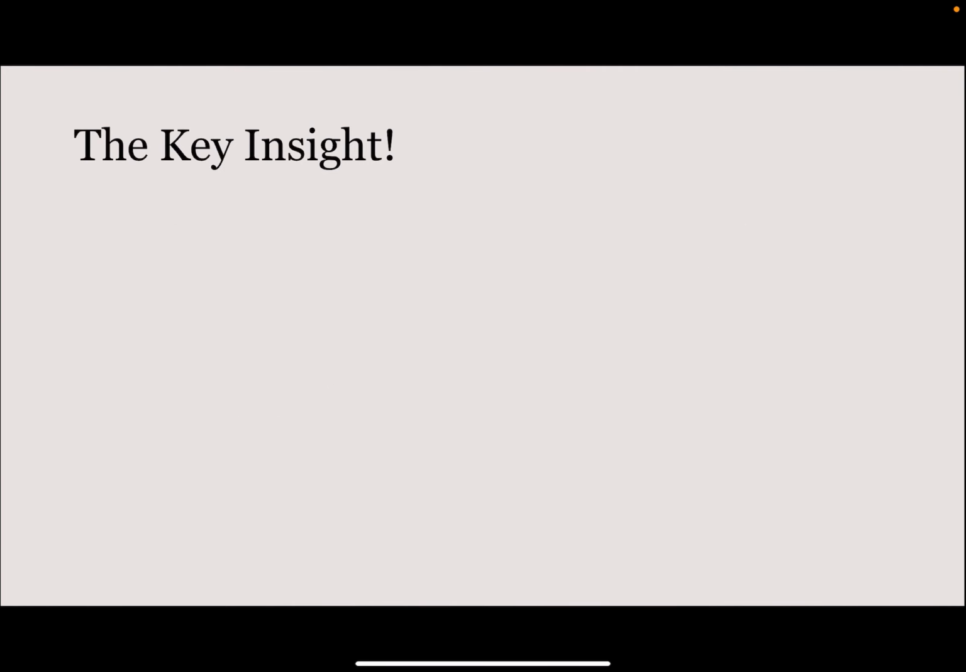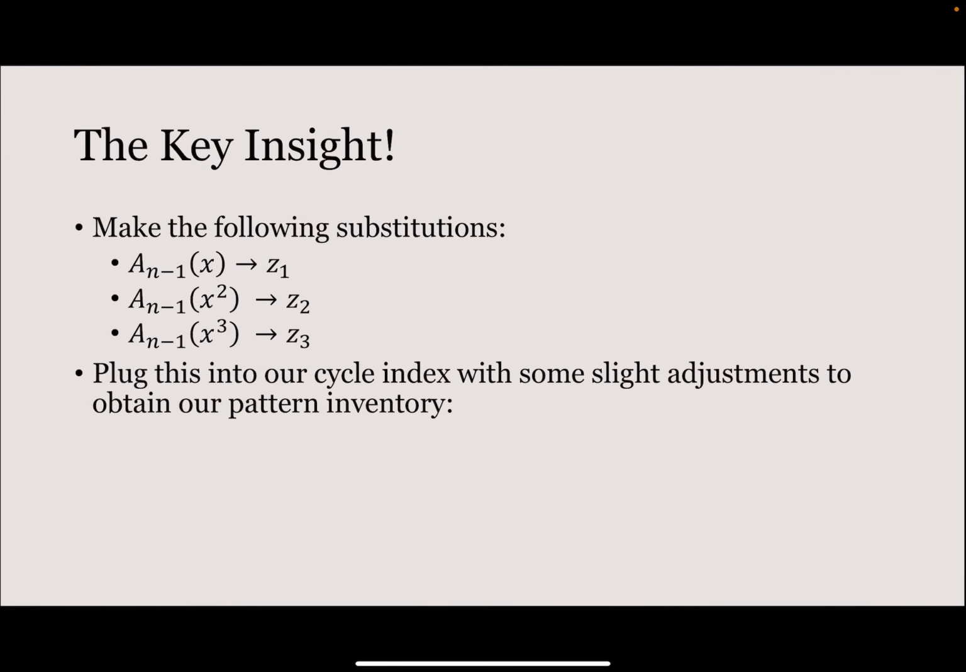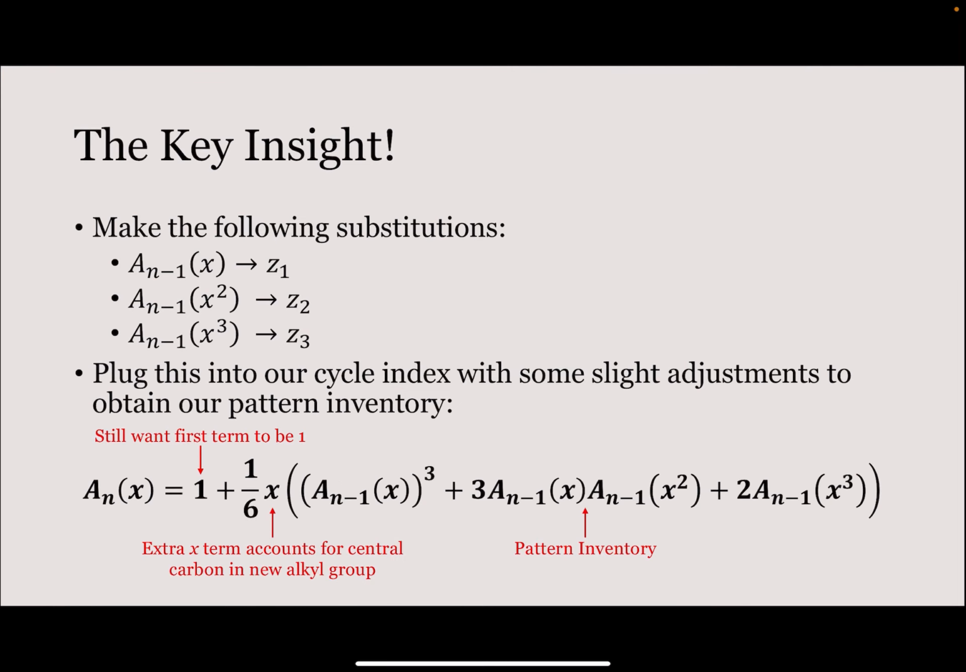So we're going to go ahead and sub in the following three functions over here. So a_{n-1}(x) going into z1, a_{n-1}(x squared) going into z2, and a_{n-1}(x cubed) going into z3. This is basically exactly what we did with the benzene case before when we were trying to establish a pattern inventory. Now we're going to go ahead and plug this into our cycle index with some slight adjustments to obtain our final pattern inventory generating function. So this is going to be our expression for a_n(x).